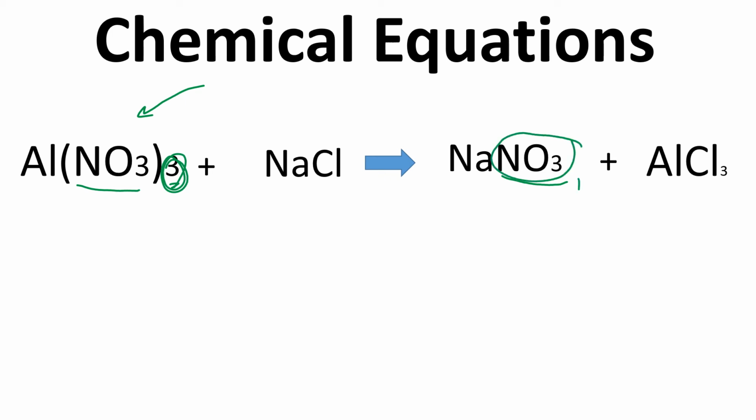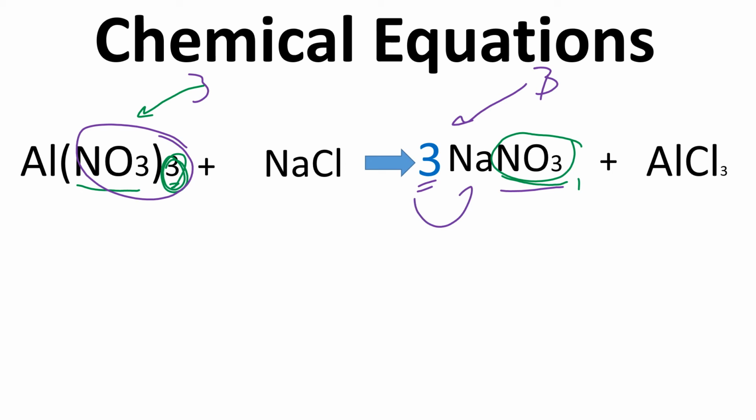There's no subscript outside. So if we have 3 over here, and we have 1 over here, probably the first thing I want to do is get 3 nitrates on this right side. So all I'm going to do is put a 3 in front. So my nitrates are now balanced. I have 3 nitrates there, and I have 3 nitrates there.